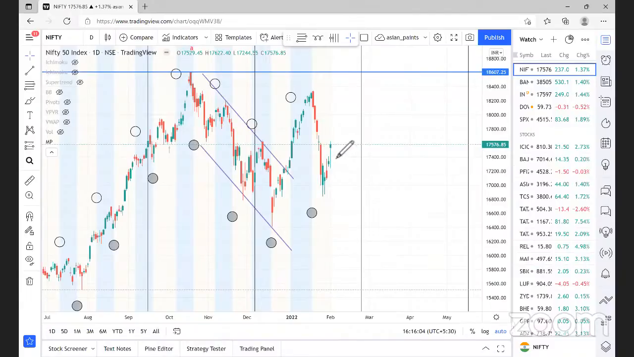Okay, now this is a pullback. This is not the start of a new trend. This is what I am telling you. It's a pullback, because we are expecting that it can fizzle out somewhere around this zone.